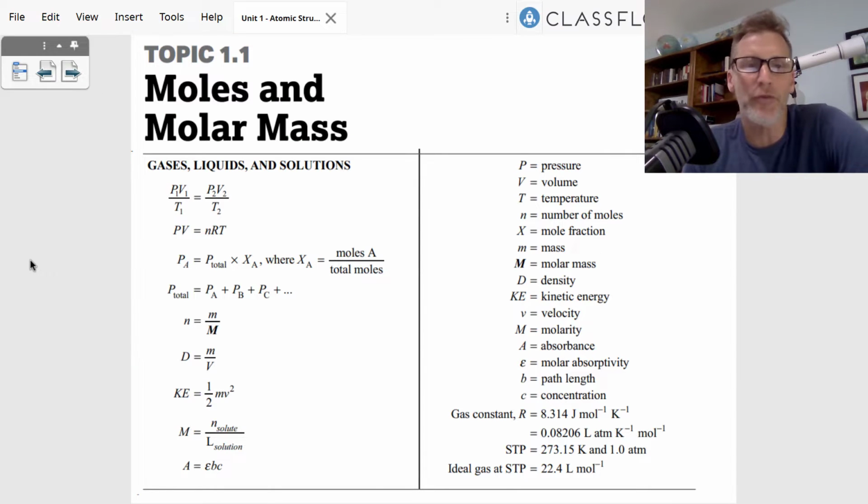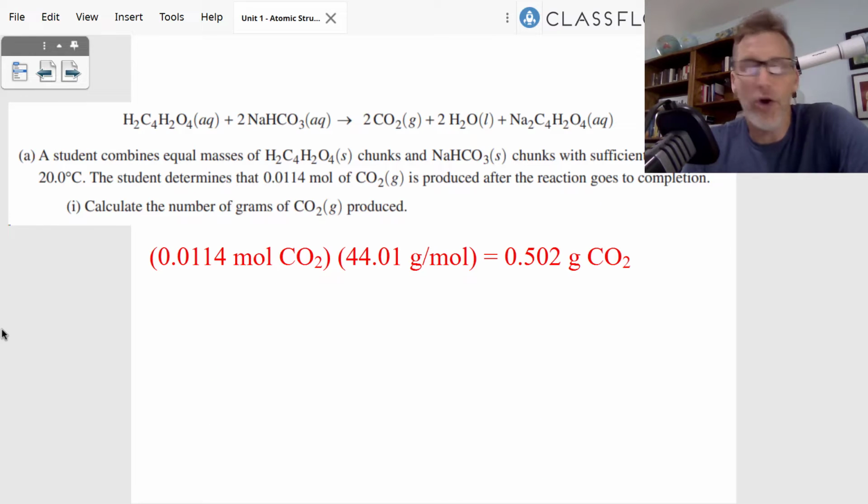Topic 1.1 starts off with moles and molar mass. And there is one equation that governs all of this, and it's right here in the middle. That's moles is equal to the mass divided by molar mass. So if you have grams, divide by the molar mass, and that gives you moles. If you have moles, you got to multiply by the molar mass to get you grams. And you're going to use that throughout all of AP Chemistry, so make sure you get used to it.